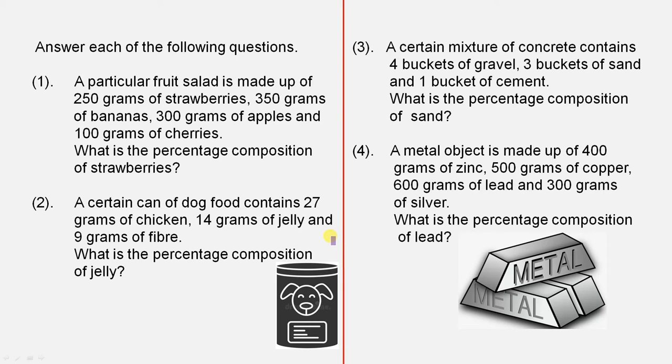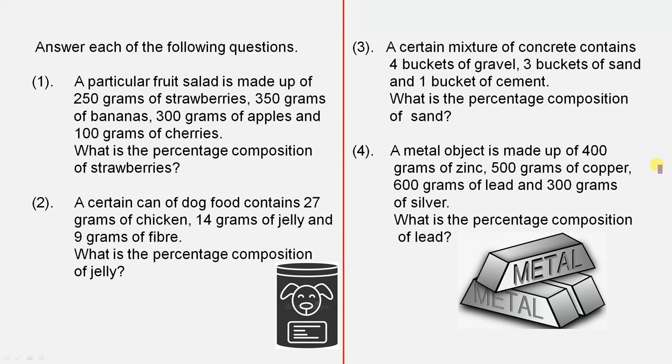Number two, a certain can of dog food contains 27 grams of chicken, 14 grams of jelly, and 9 grams of fibre. What is the percentage composition of jelly? Number three, a certain mixture of concrete contains 4 buckets of gravel, 3 buckets of sand, and 1 bucket of cement. What is the percentage composition of sand?